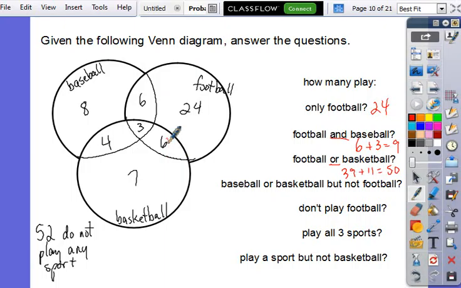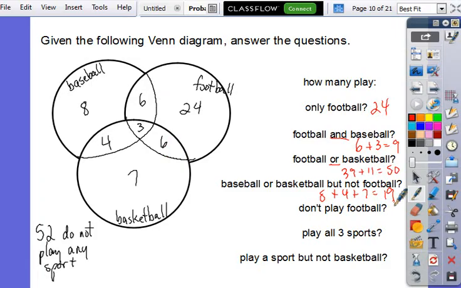All right, next one says baseball or basketball, but not football. So in other words, I want the baseball or basketball circles, these two circles here, but it cannot be in the football circle. So 8 plus 4 plus 7. So that would be 19.